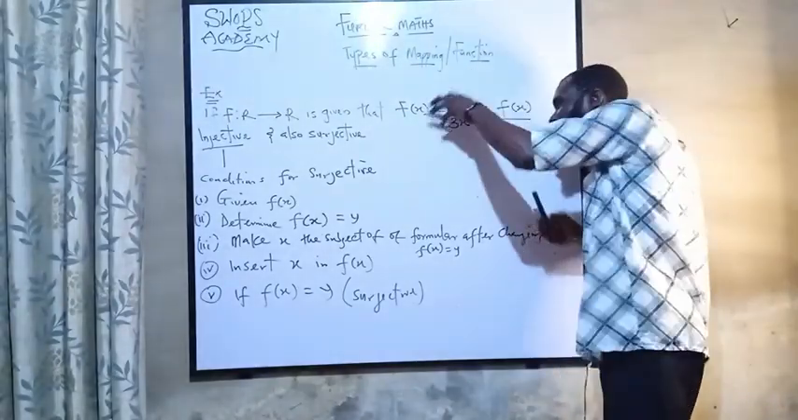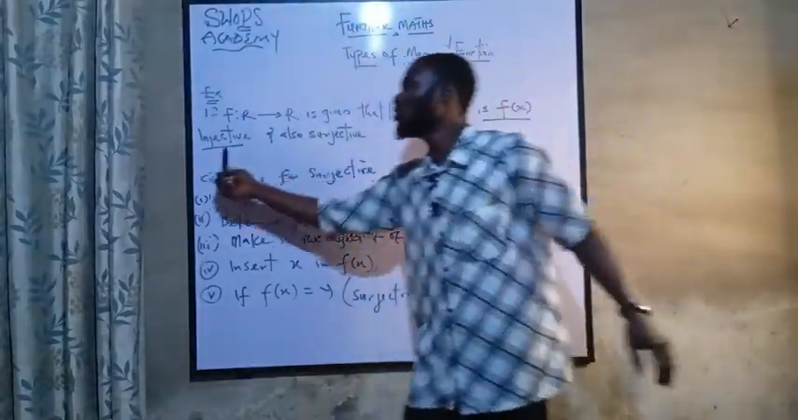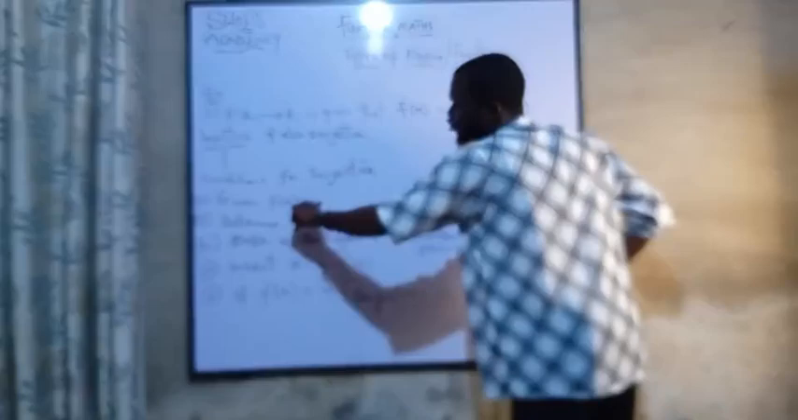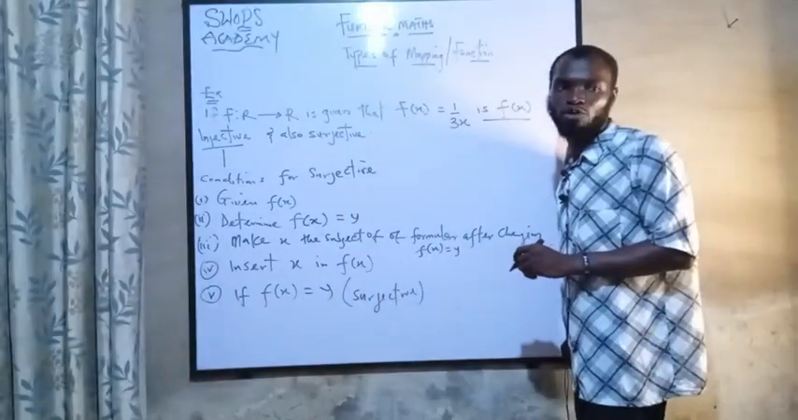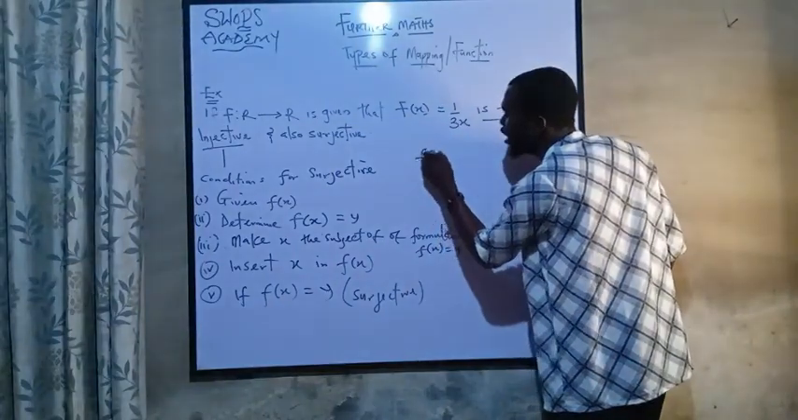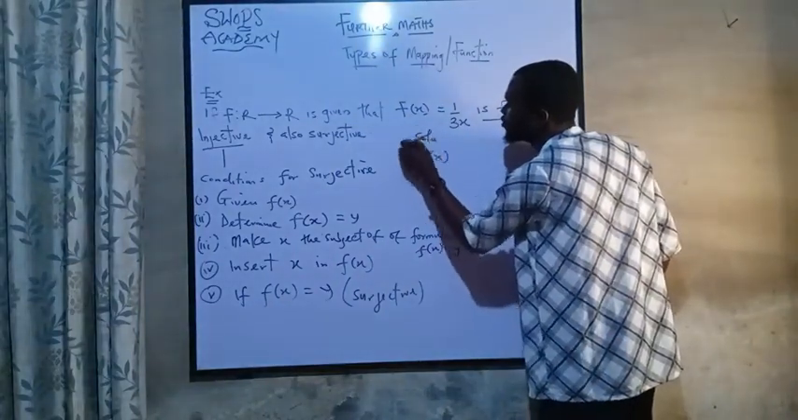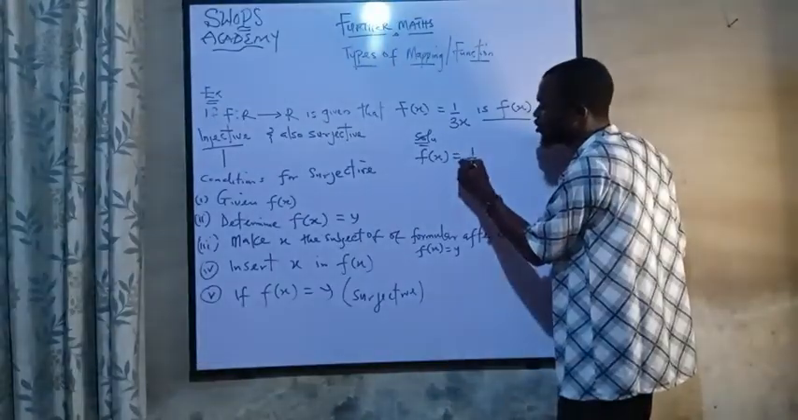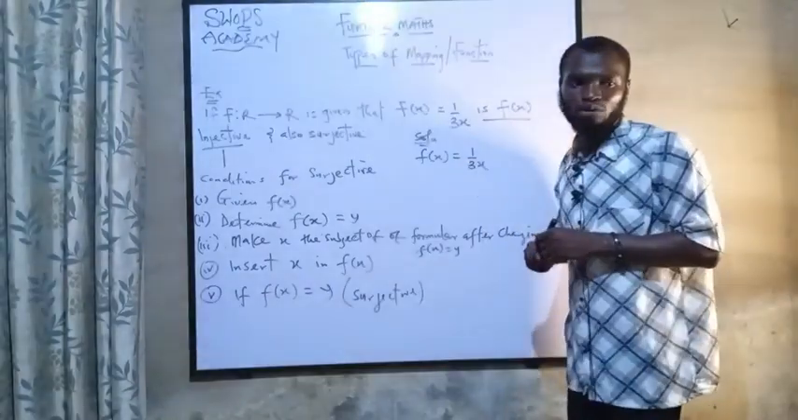Now let's apply all these conditions. We've seen that the question is injective. Is it also surjective? Now let's go to the first condition. Are we given f of x? None. What is our f of x? Solution: f of x is 1 over 3x. Are we together?